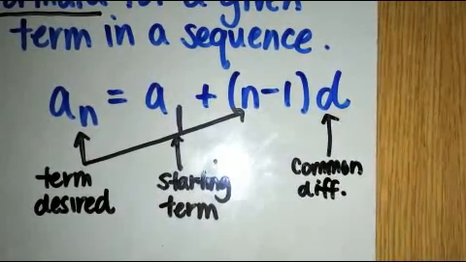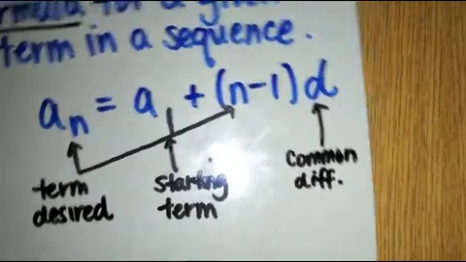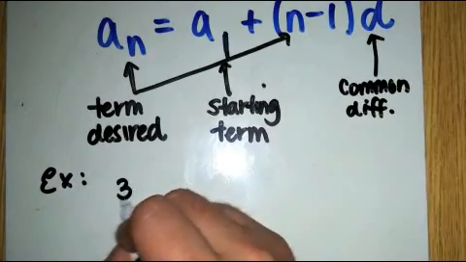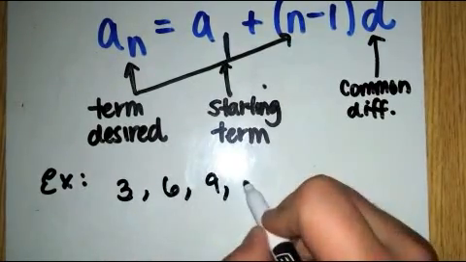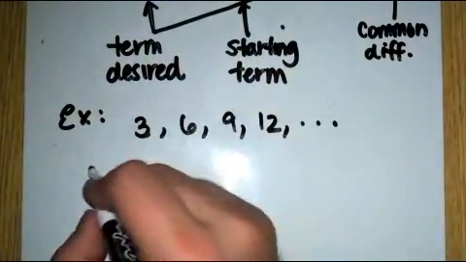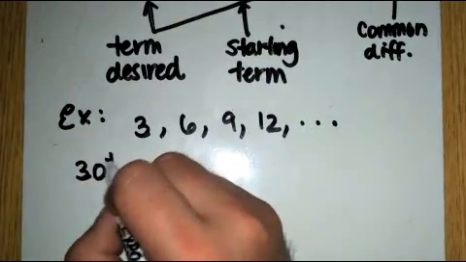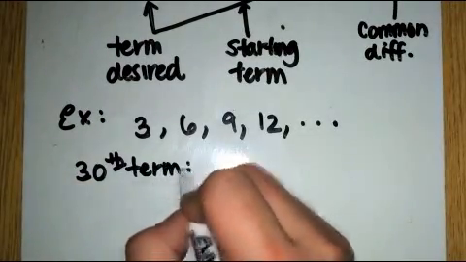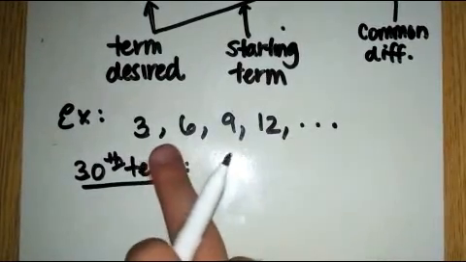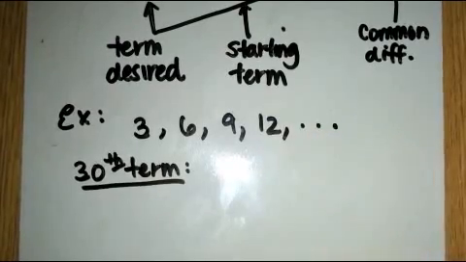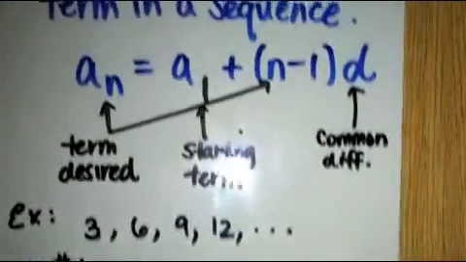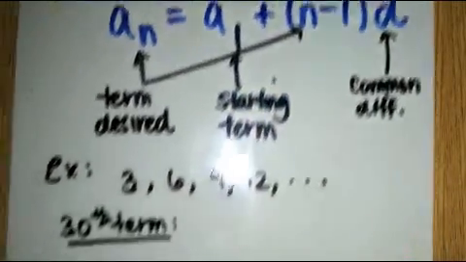Okay? So, for example, if I give you the following sequence of 3, 6, 9, 12, ... Okay? I don't want the next 4 terms. I want the 30th term. Now, if you wanted to, you could count, whatever the common difference was, all the way until you get to the 30th term. But believe me, this is really simple to use. Okay? So, essentially, if I'm applying this formula, it's going to be the following.